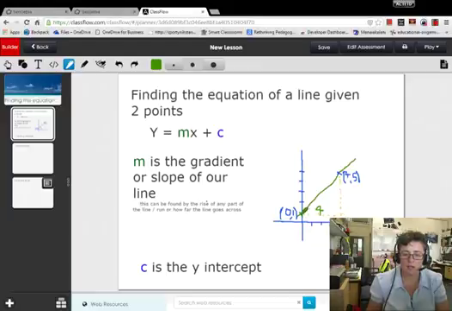Now if we look at the distance the line travels up, if we start from this point down here and we travel up, so this is the point 0, 1, and we travel up here to the point 4, 5. So the rise of this line is from 1 to 5. So again, that's 4. So this is our rise. And across here is our run.